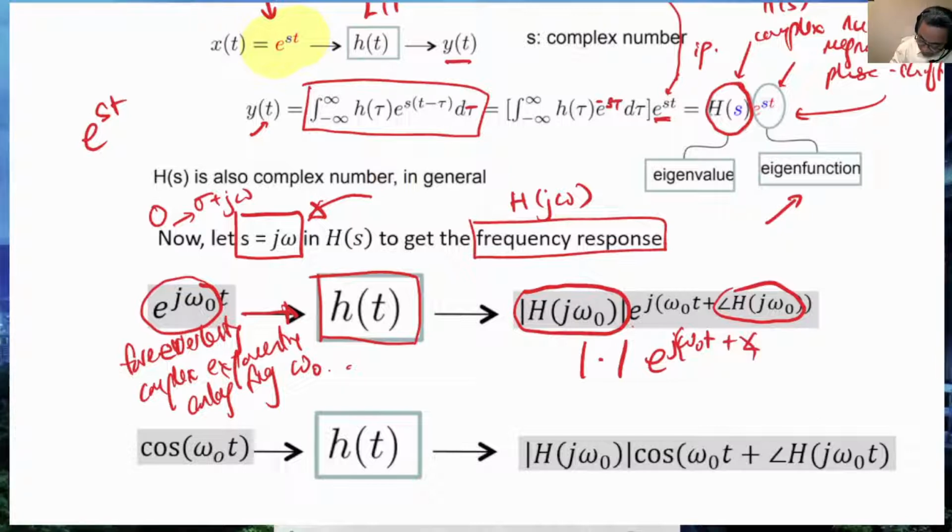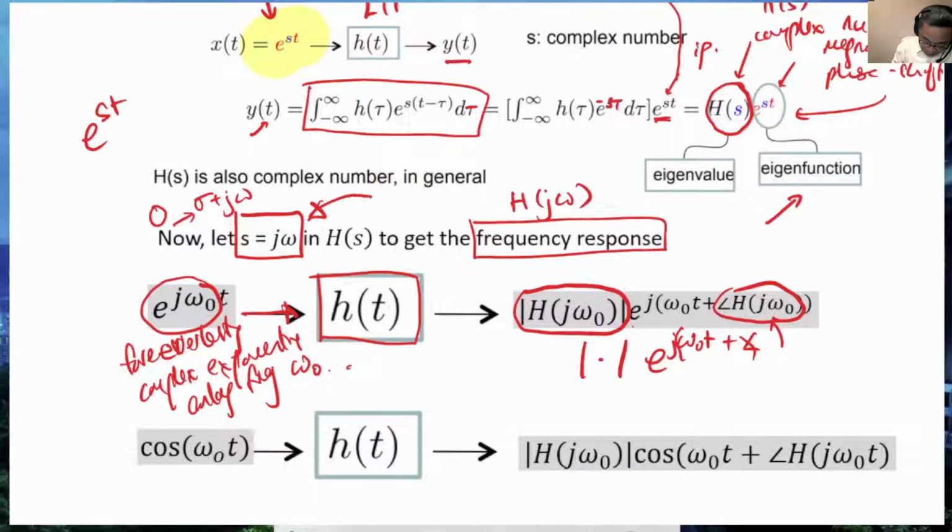Angle here, but the angle is given by the angle of H(j omega naught). So the cool idea is, once we have found H(s), we just dump in j omega naught, and we can now find how a complex exponential will behave as it passes through the LTI system.